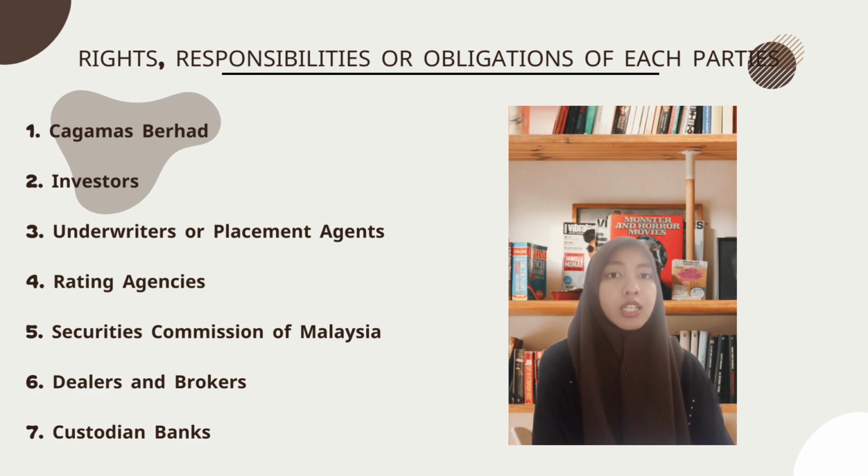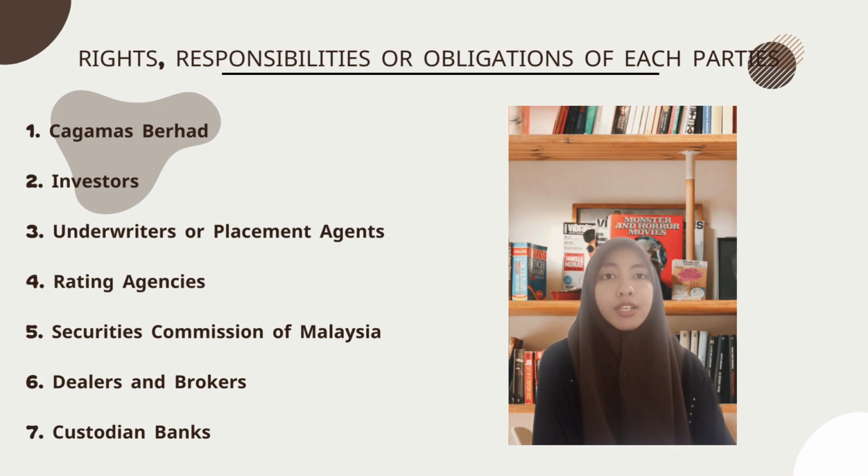Fifth party are Securities Commission of Malaysia. They got responsibility to regulate and supervise the issuance and trading of commercial papers in accordance with applicable laws and regulations. Obligation to establish and enforce guidelines and requirements to ensure fair and transparent practices in the commercial paper market. Responsibility to protect the interests of investor and maintain the integrity of the market.